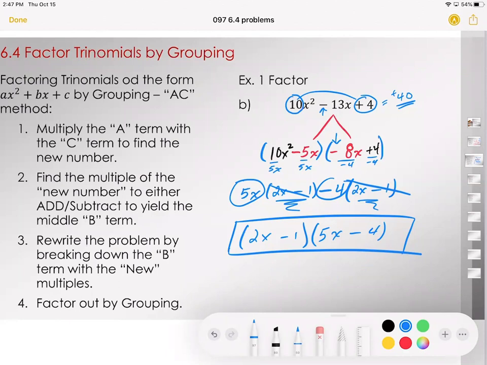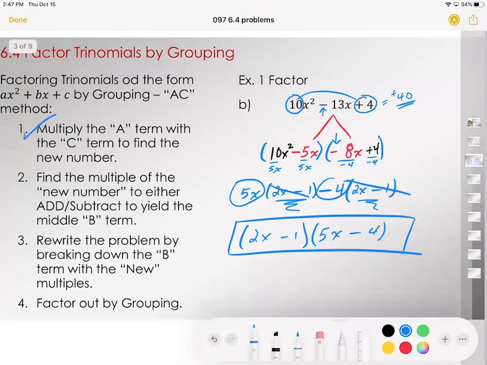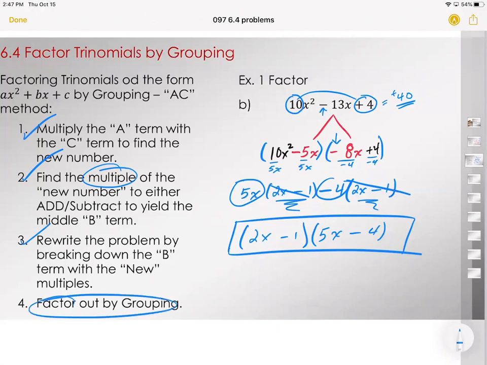So again, before we continue, let me ask you guys a question in terms of this AC method. Again, just like the steps: multiply the A times the C, find a multiple, rewrite your problem, and factor out by grouping. There's nothing else besides these 4 items. Okay.